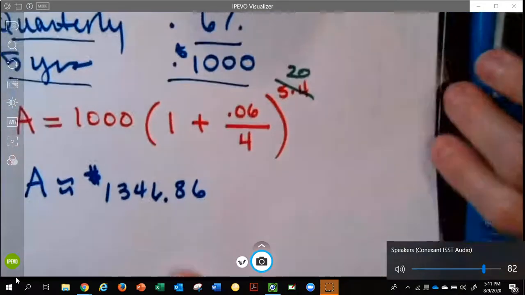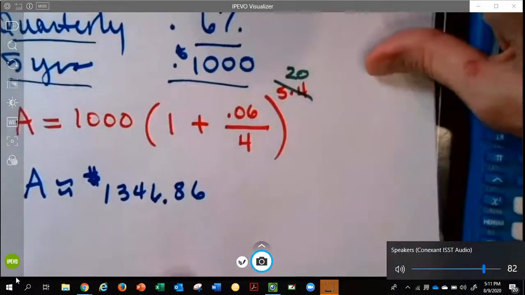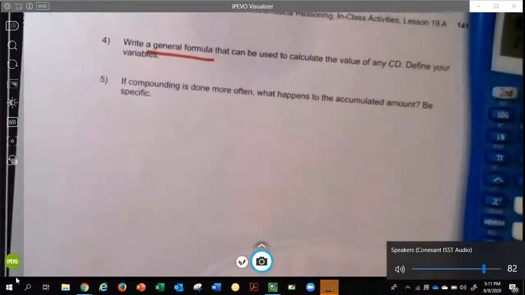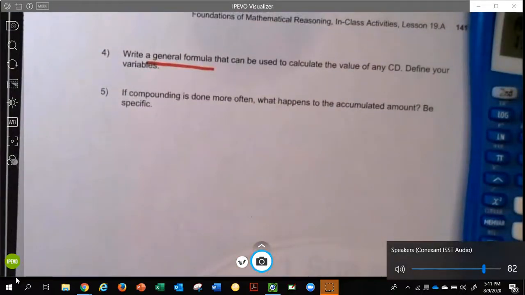So great job, but one last question. On your piece of paper it says, if the compounding is done more often, what is going to happen to the accumulated amount? That would be good to mull around in your brain, and you can go ahead and hit stop on the video if you don't want to hear yet. But what's going to happen is the more compounding periods, the higher the accumulated amount.